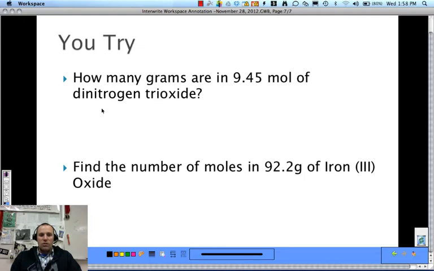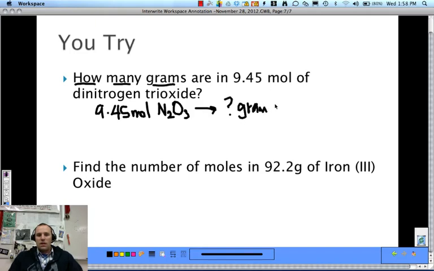So again, write what you know. We know we have 9.45 moles of dinitrogen, so that's N2, trioxide, O3. If you can't get this formula right, then you can't add up the numbers from the periodic table correctly, and there's no way you can get the right answer. So it all builds upon each other. You have to know the formulas and how to find the formulas. What do we want to know? Look for the question words. How many grams? So we're looking for grams of N2O3.